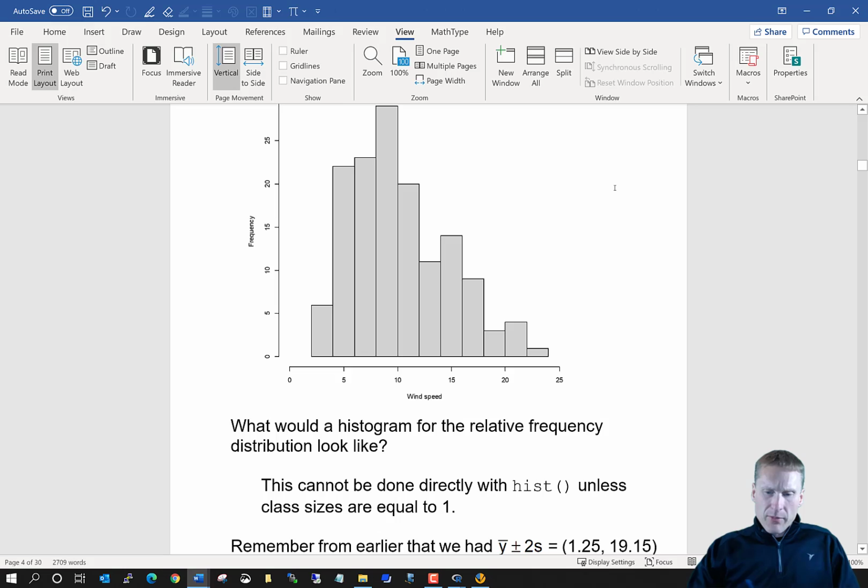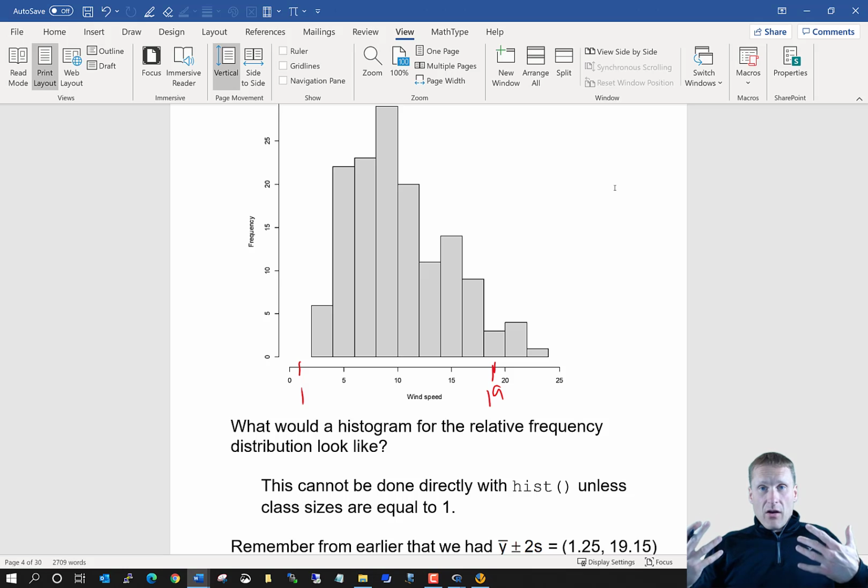Let's go back up to our plot. And we can see that 19 would fall right about here. We would see 1 would fall right about there. And guess what? What this is basically saying is all our data is essentially within 2 standard deviations from the mean, just like what the rule of thumb suggests.